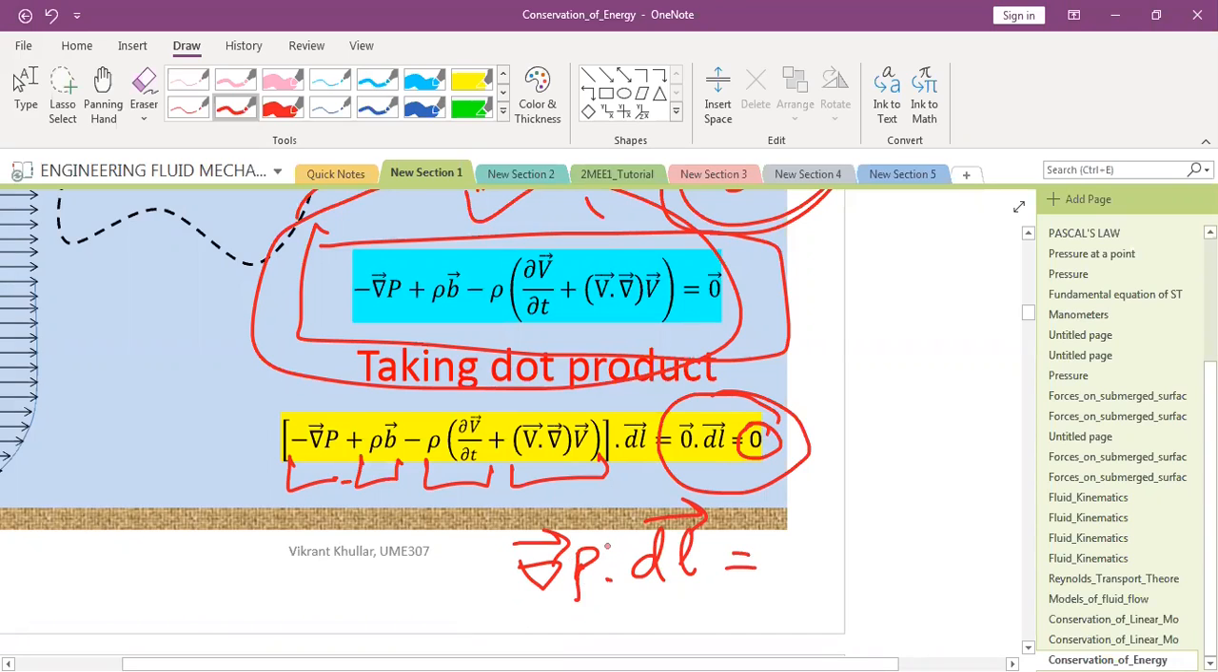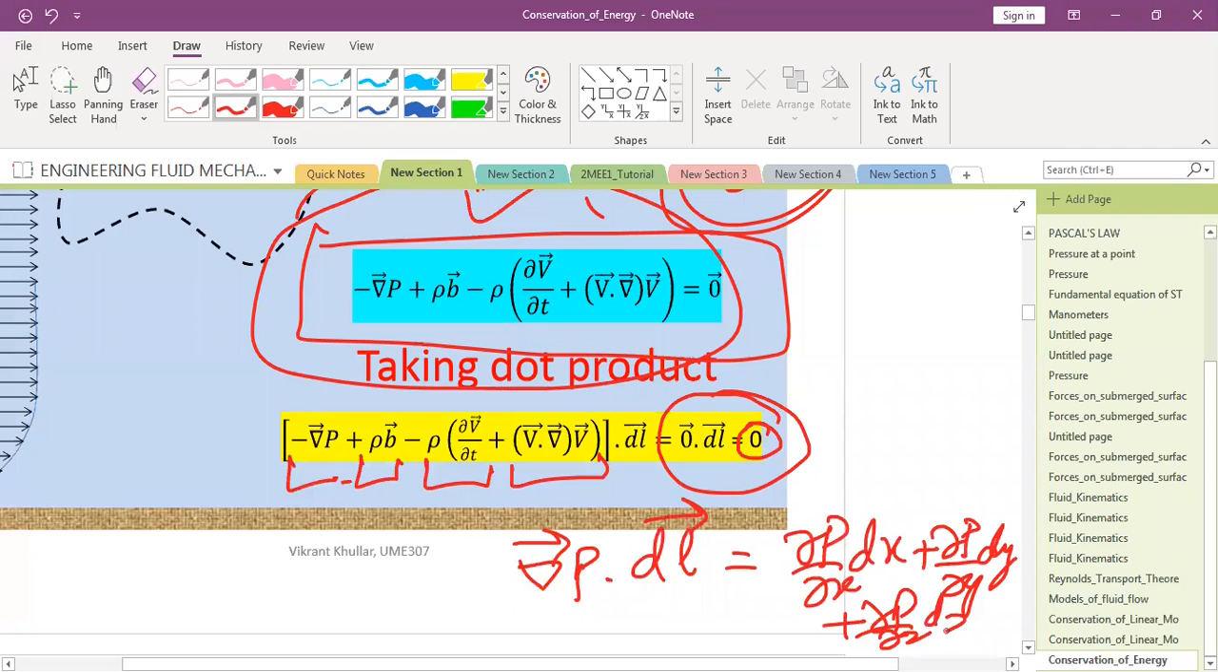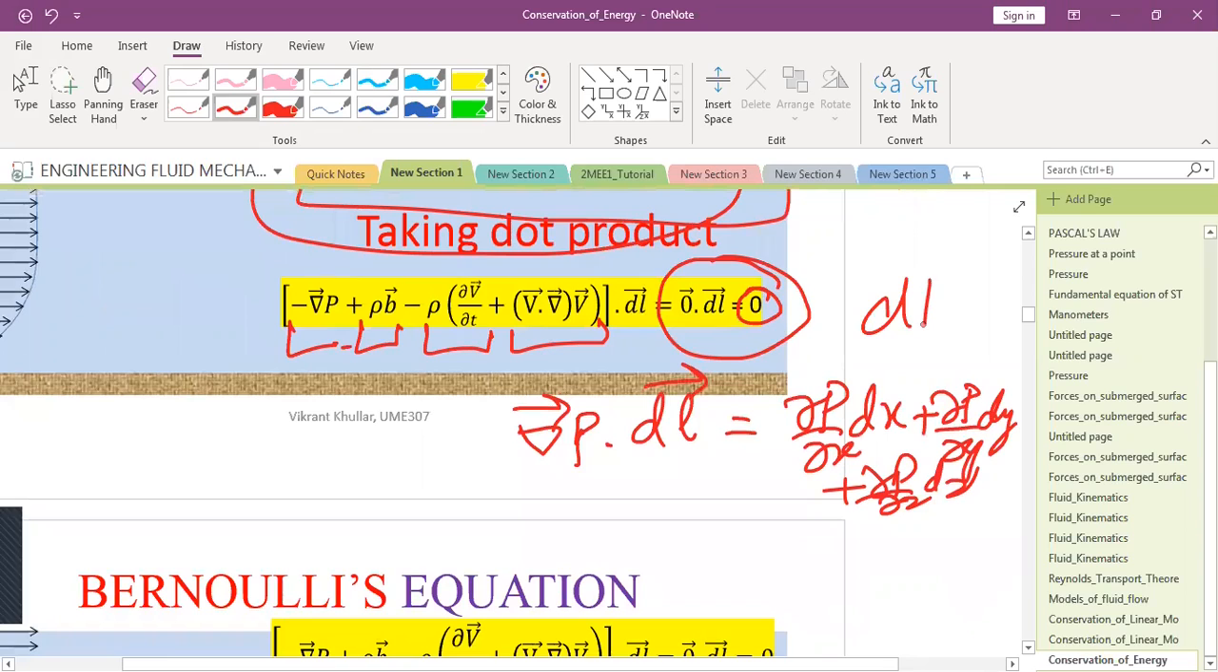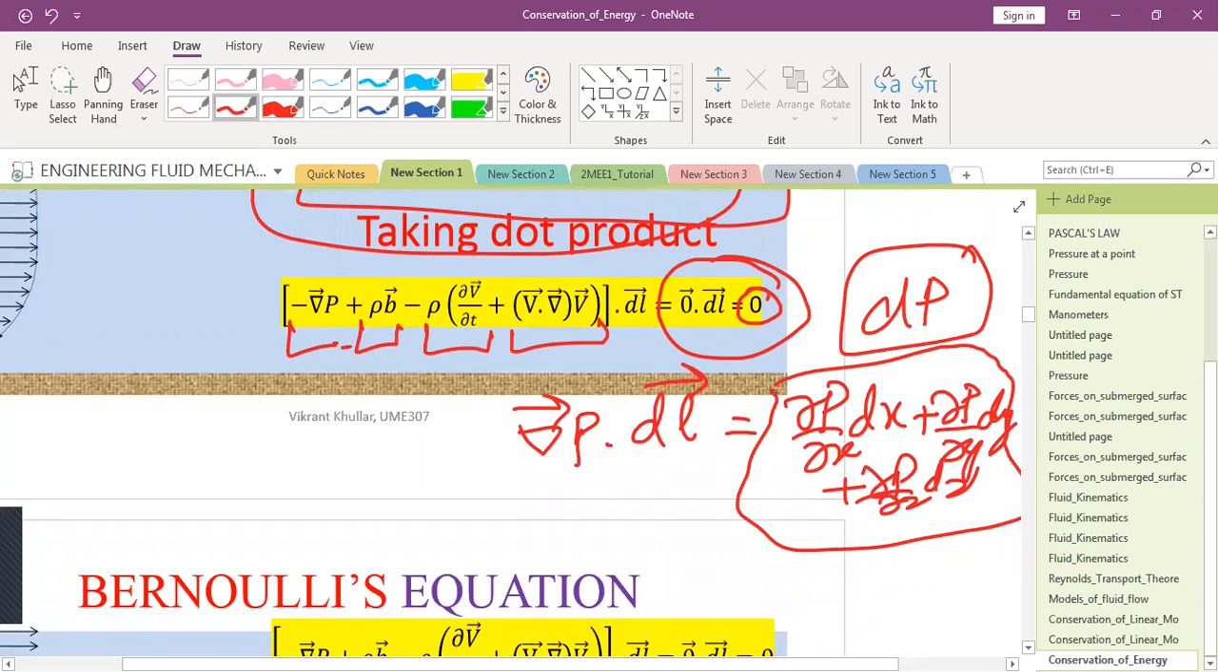Sir, we can write this as del p by del x into dx. Del p by del x into dl, no. Is this what you are writing? Sir, what is this equal to? This will be equal to dp, gradient. Del P is the gradient. You dot it with dl, you get dp. This is clear. Yes sir.